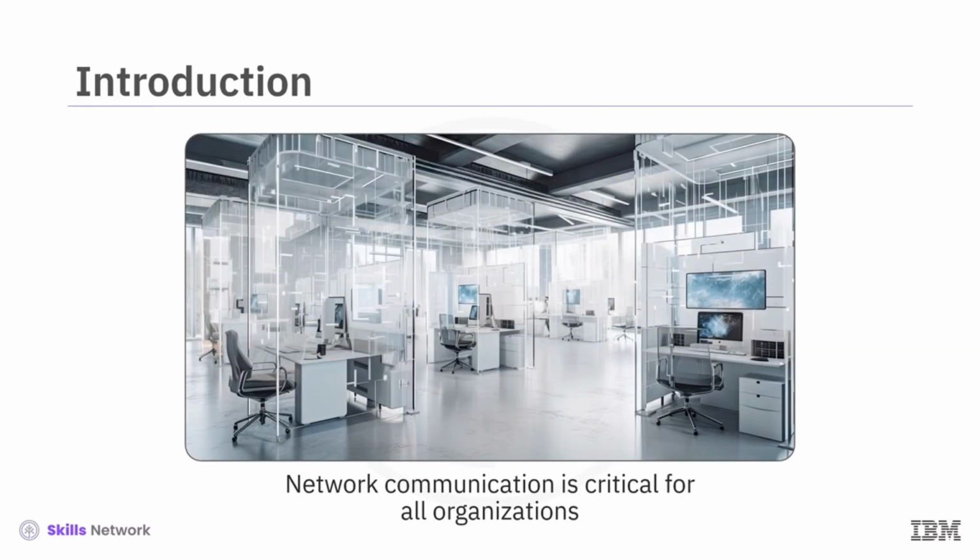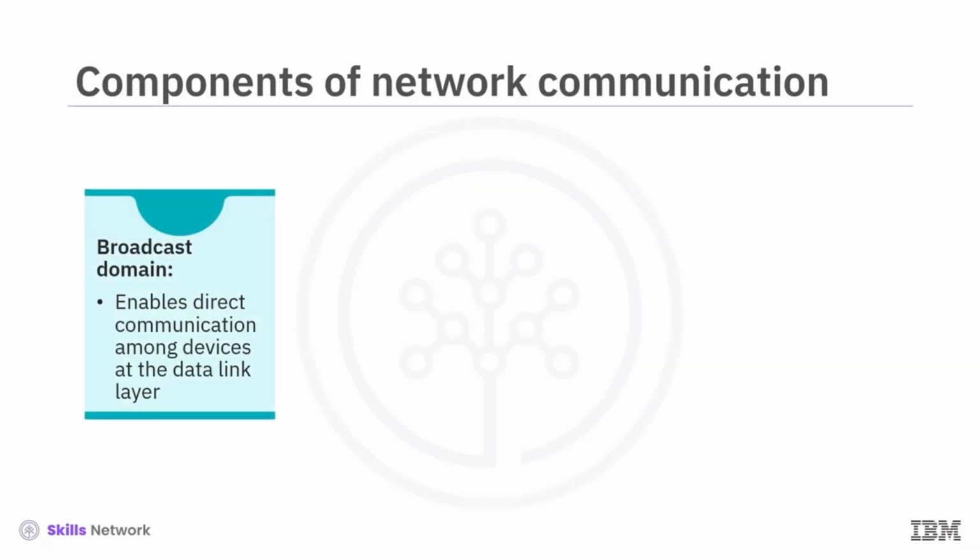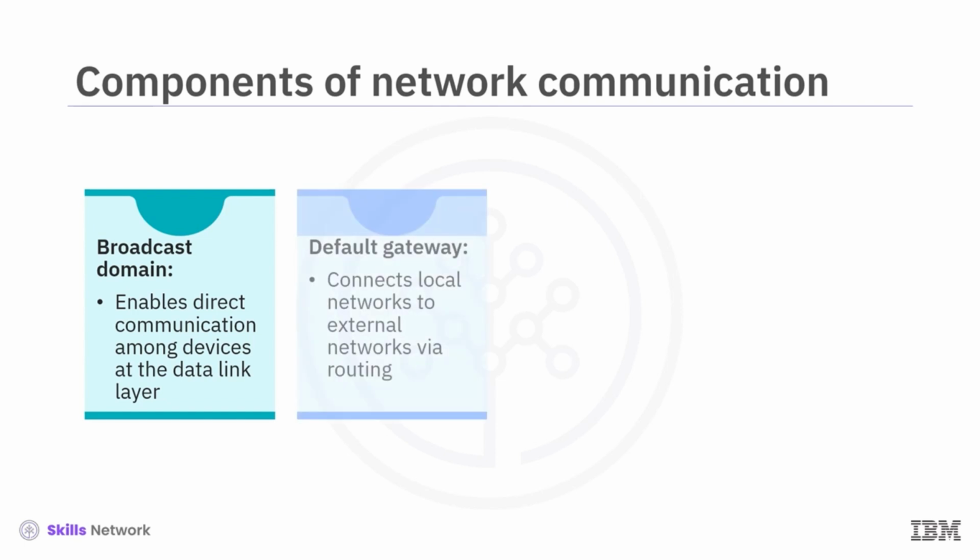In organizations, there is always a need to share confidential information within networks and systems. Effective and safe communication across networks is critical for overall organizational success. Let's discuss a few important key components required in network communication. Network communications happen with the help of the broadcast domain, or the network segment where all the devices communicate directly with each other at the data link layer. Additionally, there is a default gateway and a router that connects a local network to other networks.